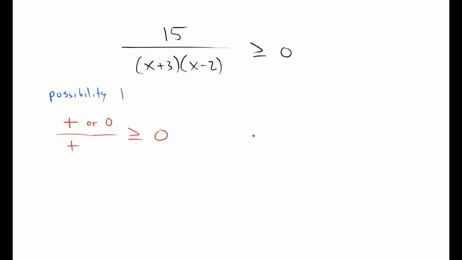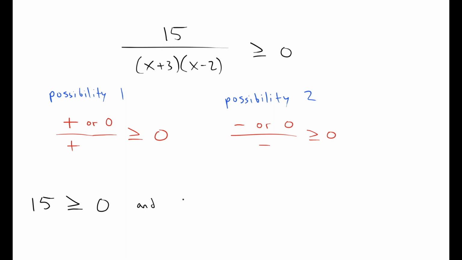Possibility 2 could be if we were to have a negative numerator, or 0, and if we were to divide by a negative, that would come out greater than or equal to 0. That would be possibility 2. Those are the only possibilities, I think. So what do we need, though? We need for the 15 to be positive or 0, so that would be it being greater than or equal to 0.